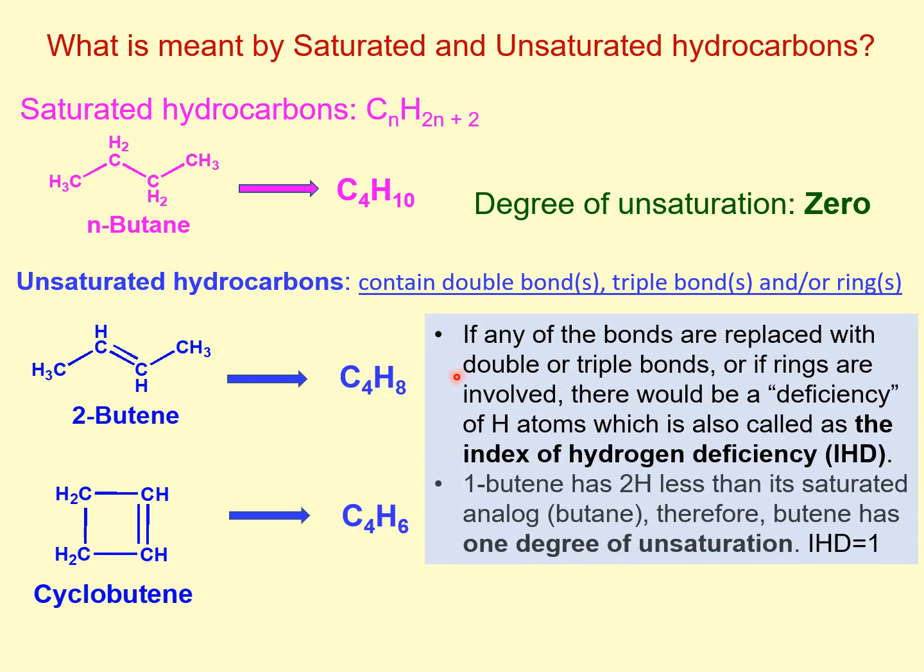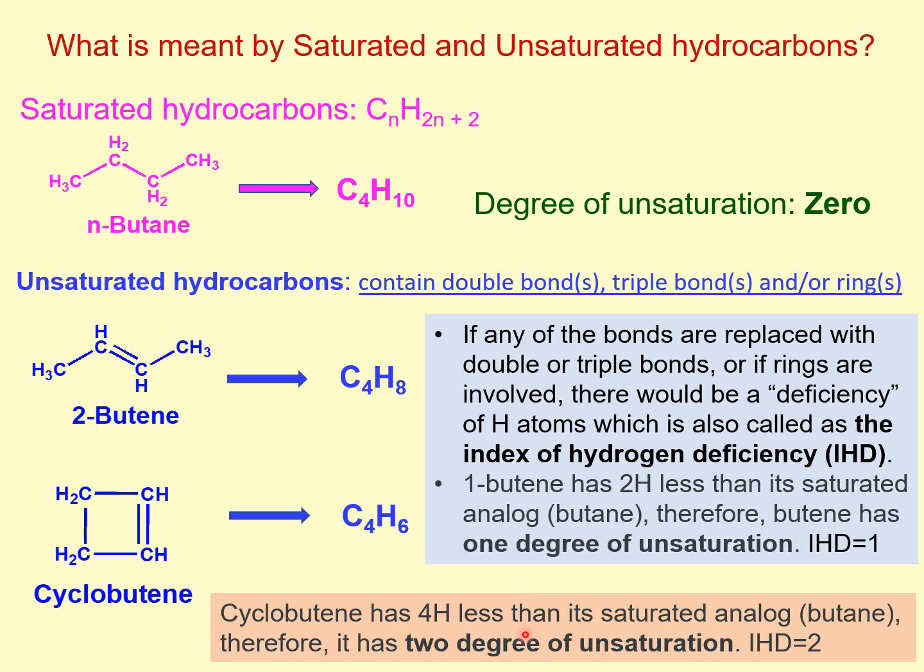If any single bond is replaced by a double bond, a ring or a triple bond, there will be a deficiency of hydrogen, which we call the index of hydrogen deficiency. So please remember, butene has 2 hydrogens less compared to butane. Therefore, butene has 1 degree of unsaturation, while cyclobutene has 4 hydrogens less compared to butane. Therefore, the degree of unsaturation of cyclobutene is 2.